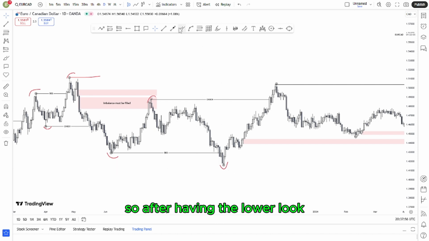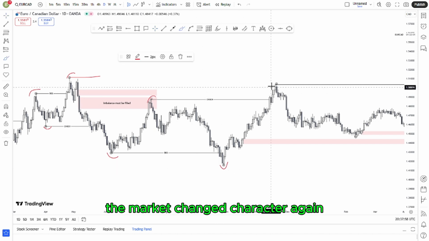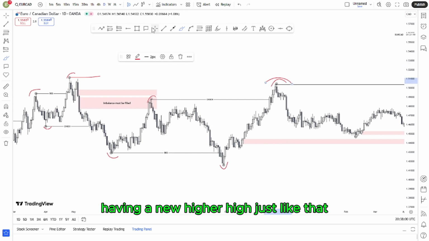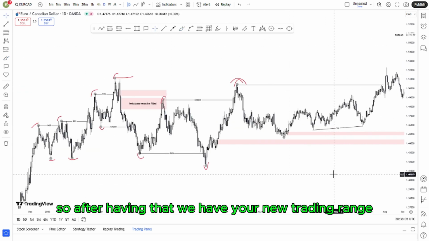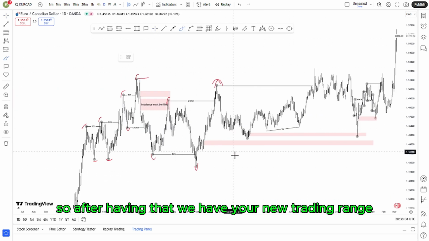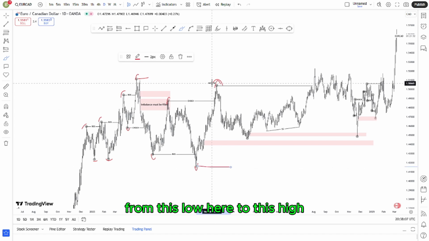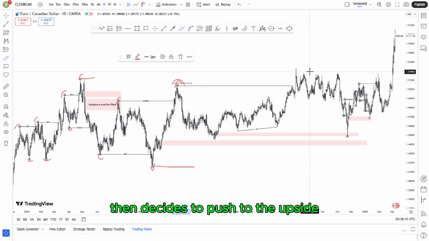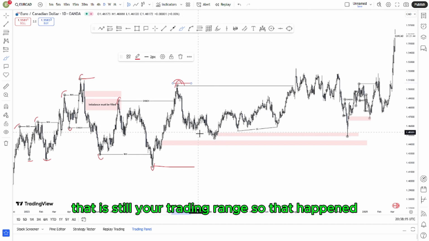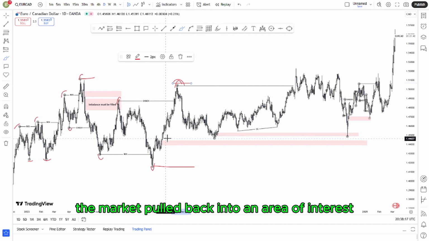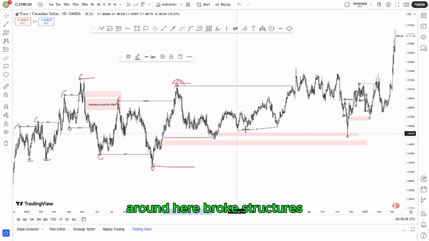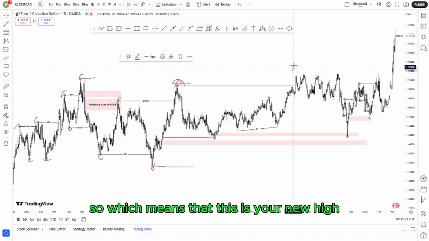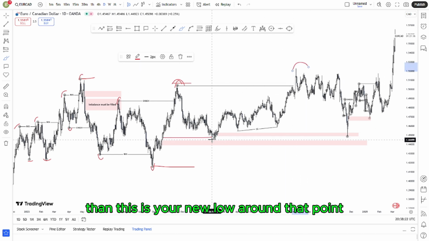So after having the lower low, the market changed character again, having a new higher high just like that. So after having that, we have your new trading range from this low here to this high. That is your trading range. So up until the market taps into an area of interest, then decides to push to the upside, that is still your trading range. So that happened, the market pulled back into an area of interest around here, broke structure, which means that this is your new high, then this is your new low around that point.